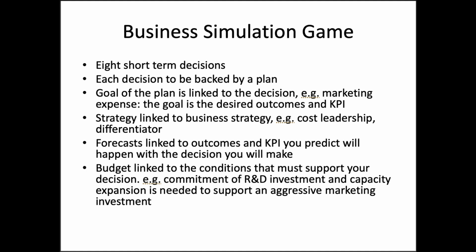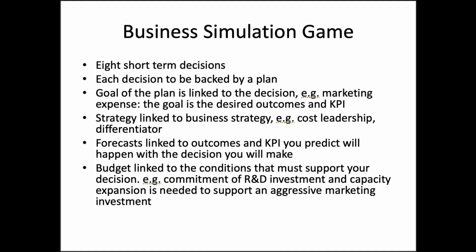For example, the goal of the plan for making a decision on marketing expense is to achieve the outcomes and KPI forecasted. The strategy is linked to the business strategy, for example, cost leadership or differentiator. The forecast is linked to the outcomes and KPI you predict will happen with the decision you will make. The budget is linked to the conditions that must support your decision.